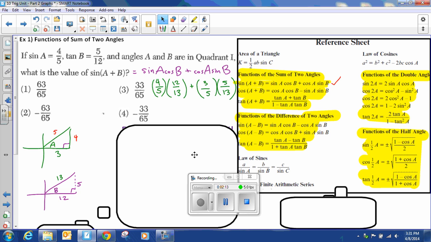So now basically we have a big fractions problem. Fortunately, we're going to end up with a common denominator. And 48 plus 15 is 63 with denominator 65. That's the answer to number 1.